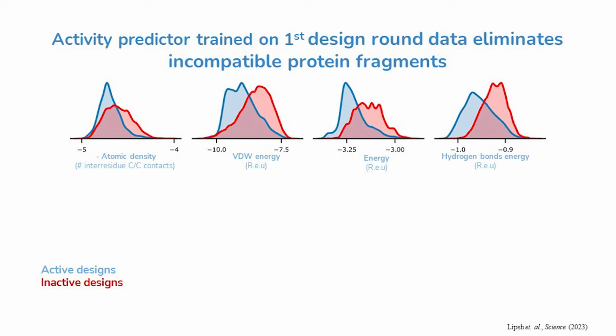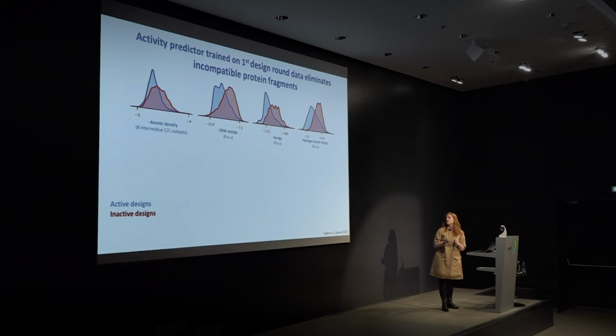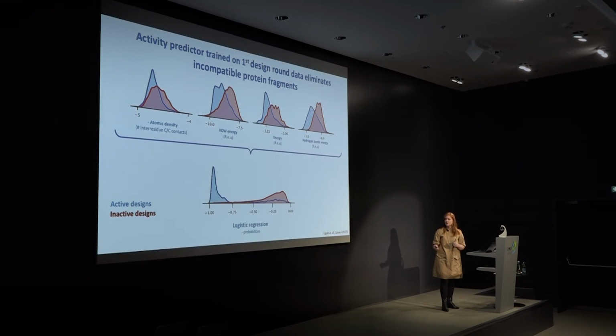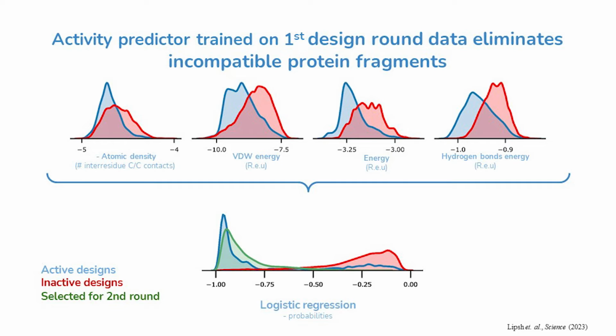So these are some of the metrics that we use, and you can see that while they can all statistically differentiate between the active and inactive proteins, they're not good on their own to have a good discrimination. So instead, we combined those into a logistic regression model, and now we get a very nice separation between the populations. So we call that the activity predictor.